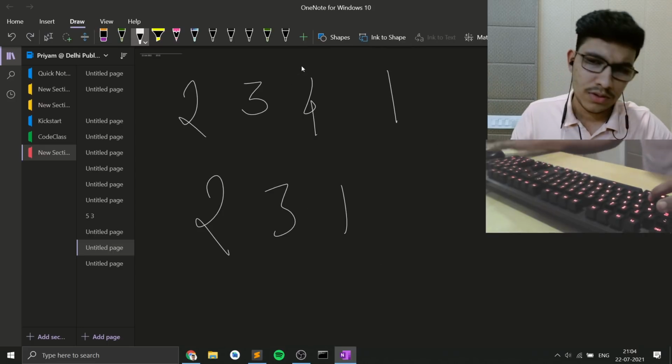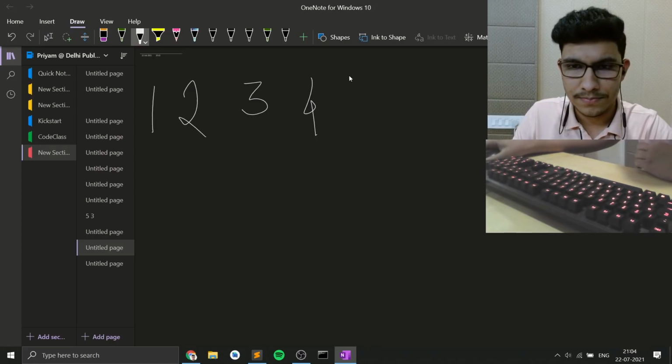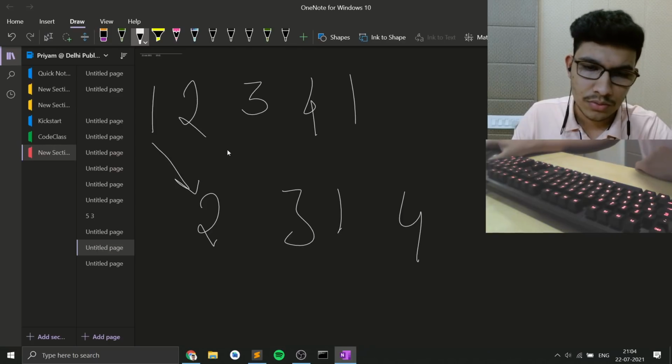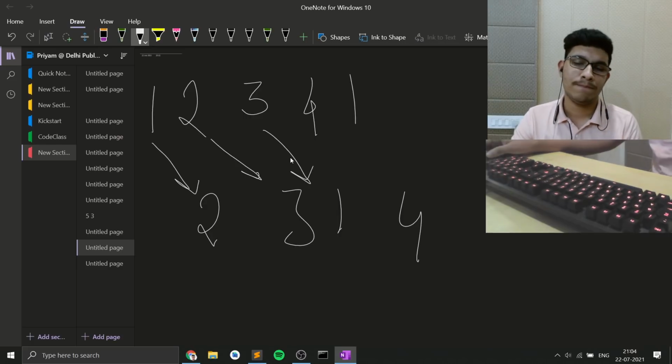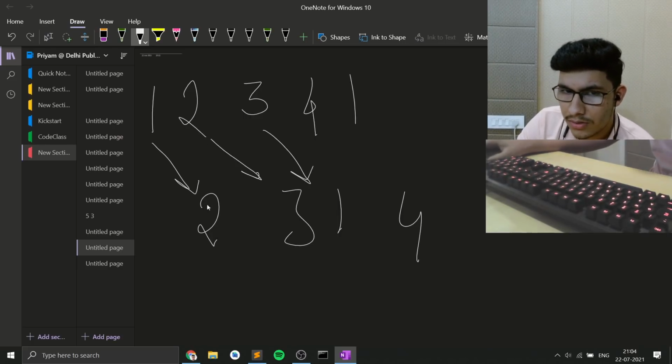But how do I maintain this? Like I have something like this, and here it was 2 3 1 4. So the edges were something like this: 1 goes to 2, 2 goes to 3, 3 goes to 1. But as soon as I change this whole thing, 2 is on the right place, 3 is on the right place.